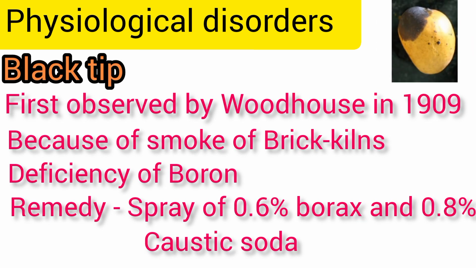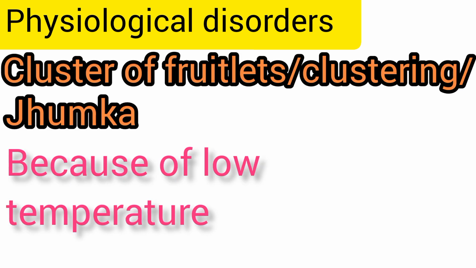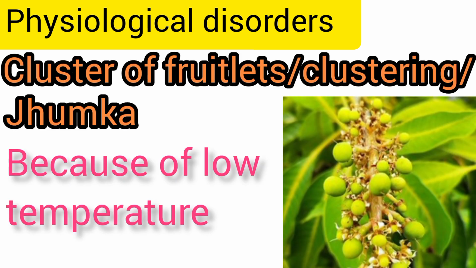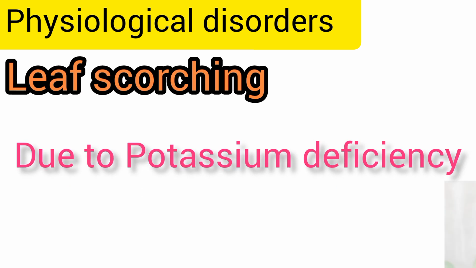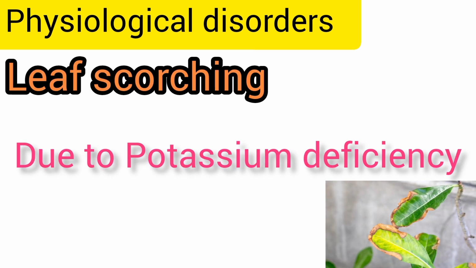Now black tip. This is very important and frequently asked in most of the exams. Cluster of fruitlets which look like jhumka. This is soft nose. The last is leaf scorching, which is due to potassium deficiency.